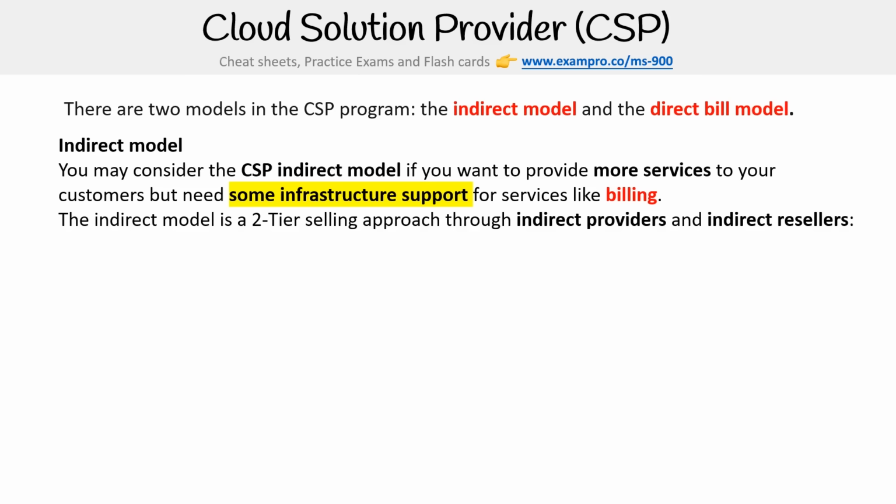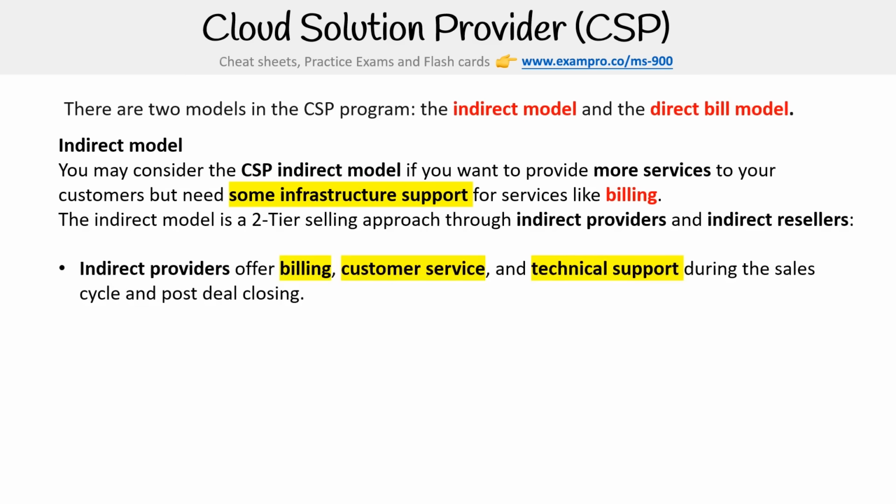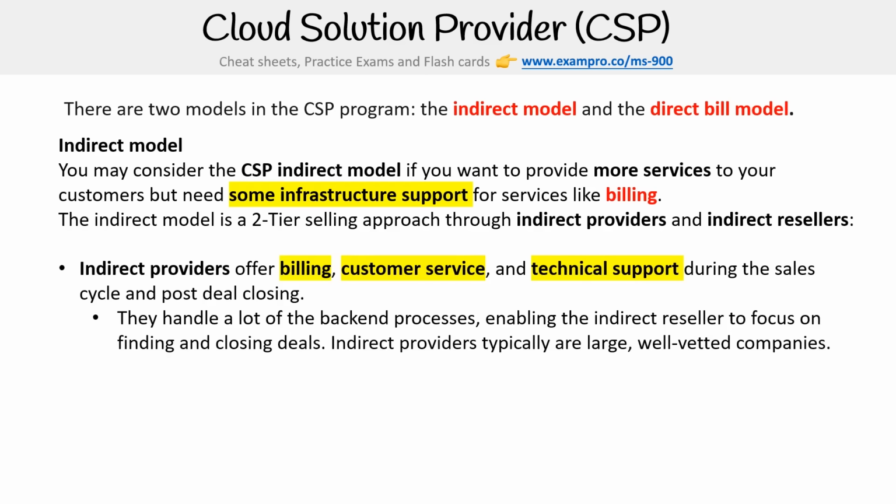The indirect model is a two-tier selling approach through indirect providers and indirect resellers. Indirect providers offer billing, customer service, and technical support during the sales cycle and post-deal closing. They handle a lot of the back-end processes, enabling the indirect reseller to focus on finding and closing deals.